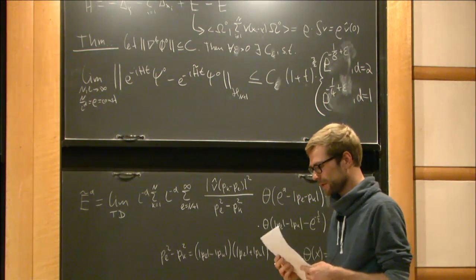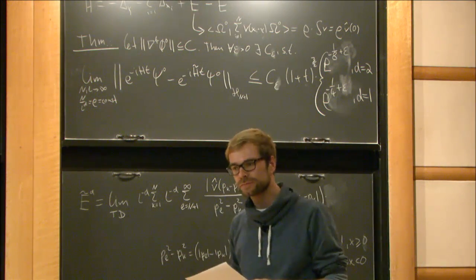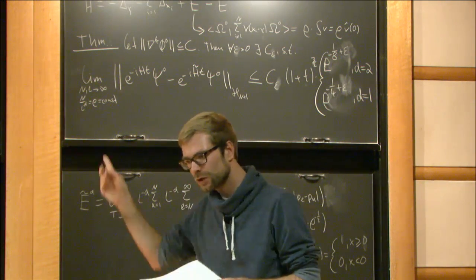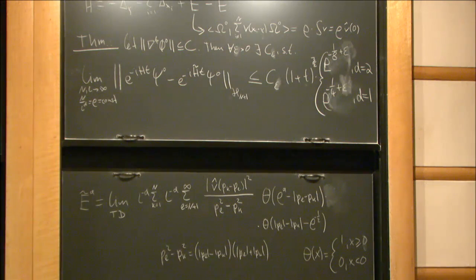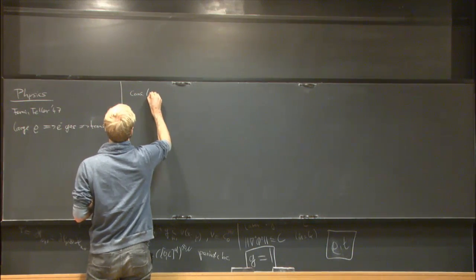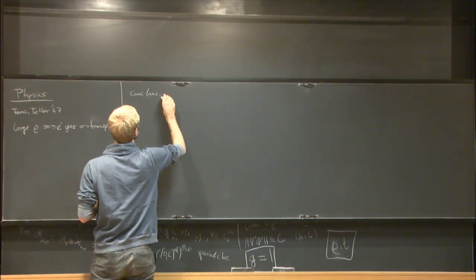Why is it mostly the particles around the Fermi surface that interact with the tracer? Yeah, let me come to that now. So let me talk a little bit about conservation laws and the spectrum.